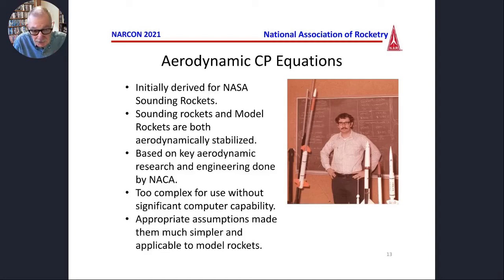The initial work was done for sounding rockets, but since they're both aerodynamically stabilized, and the same aerodynamic principles apply, we could apply the same aerodynamic research and engineering that was done back in the early days of rocketry and put it to use on model rockets.